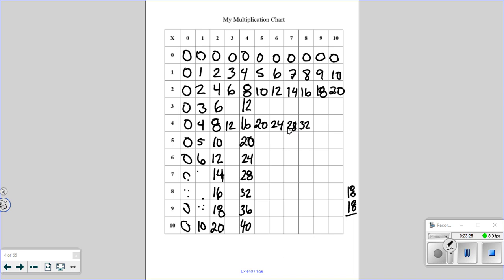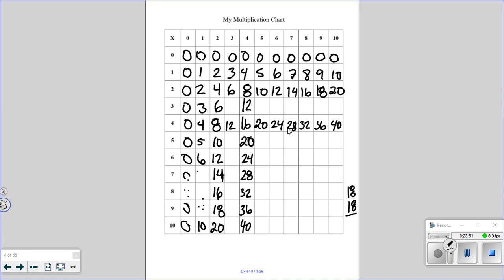Let's get it together. Ready? Get your fingers in them. 32. 30. 36. Yes, ma'am. All right. What about 10 groups of 4? Beautiful. Now, those are 4.